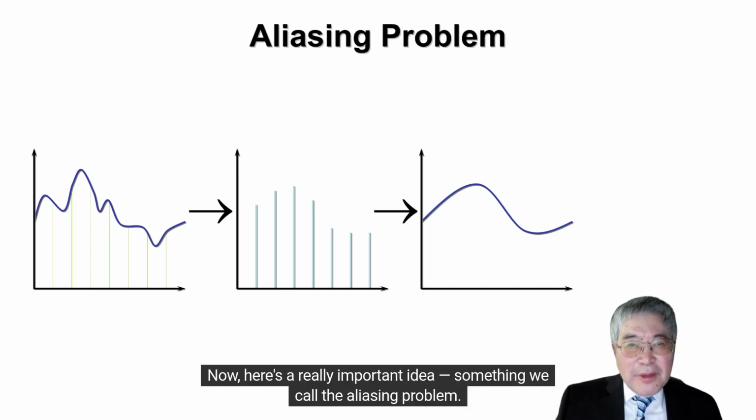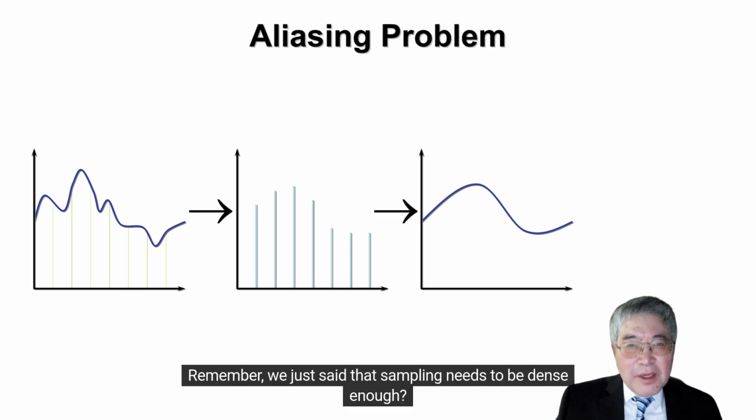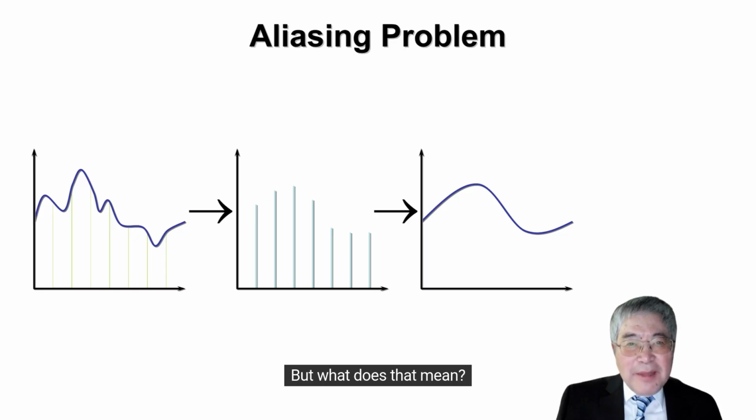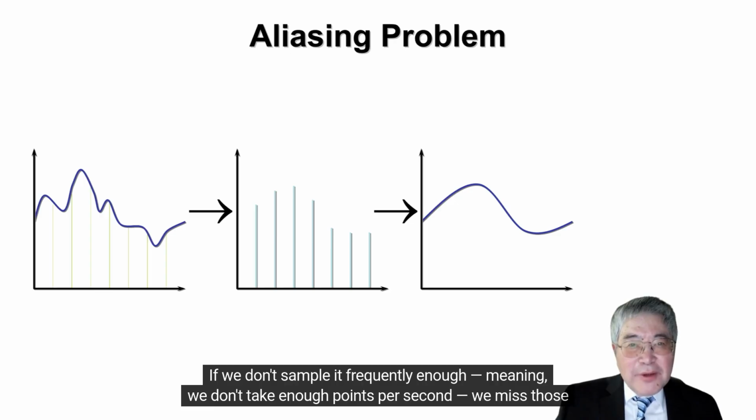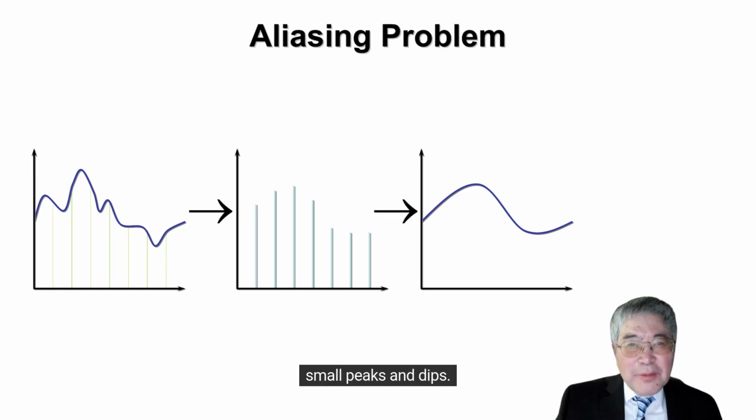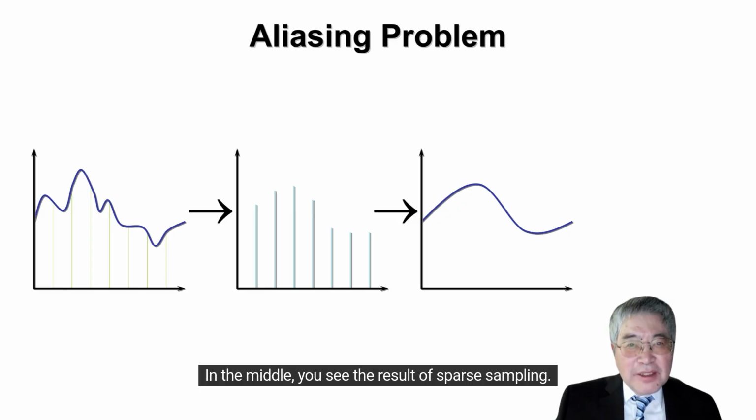Now here's a really important idea. It is something we call the aliasing problem. Remember, we just said that sampling needs to be dense enough, but what does that mean? Take a look at the curve on the left. It's a complex, high-frequency signal, lots of rapid changes and fine details. If we don't sample it frequently enough, meaning we don't take enough points per second, we miss those small peaks and dips.